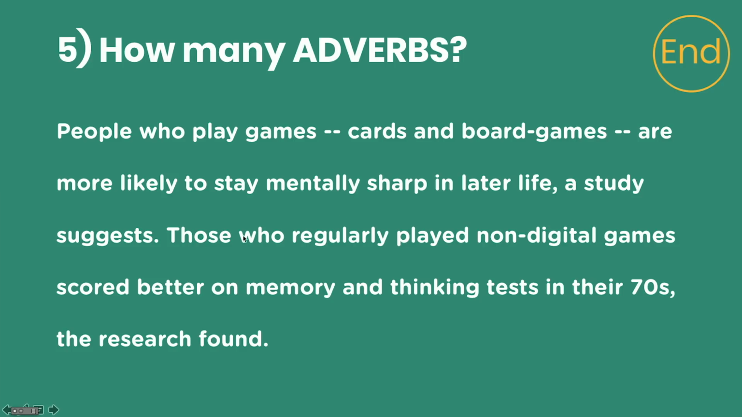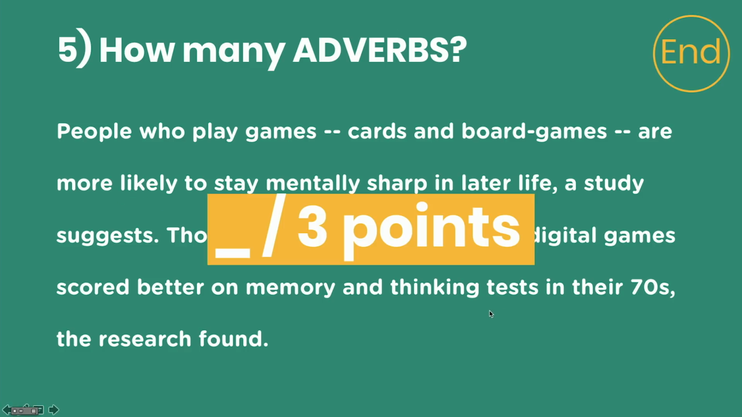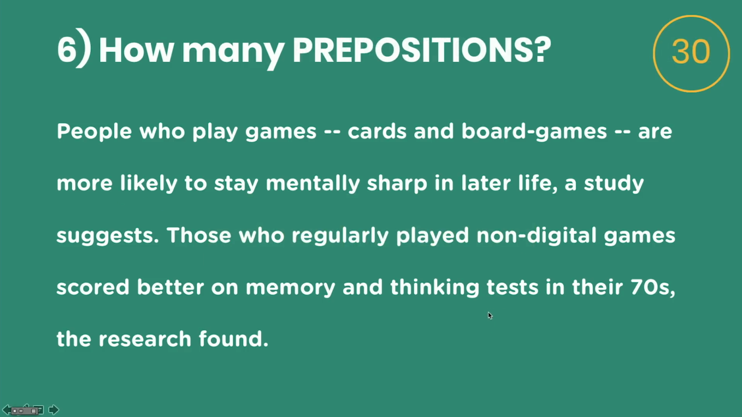Okie dokie, you should have spotted 3 adverbs here. We have likely, mentally, and regularly. Cool, 1, 2, 3. That's pretty straightforward. Okay, so 3 points for the adverbs. Let's move on to the next word type, prepositions. We have 2 more. How many prepositions can you find?